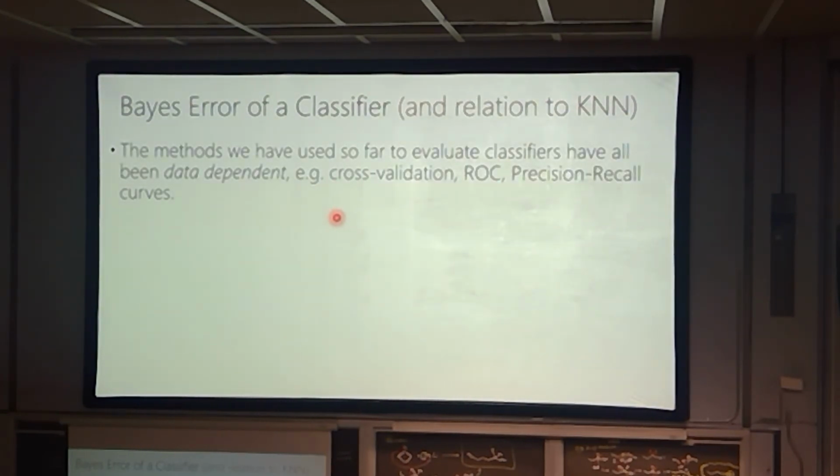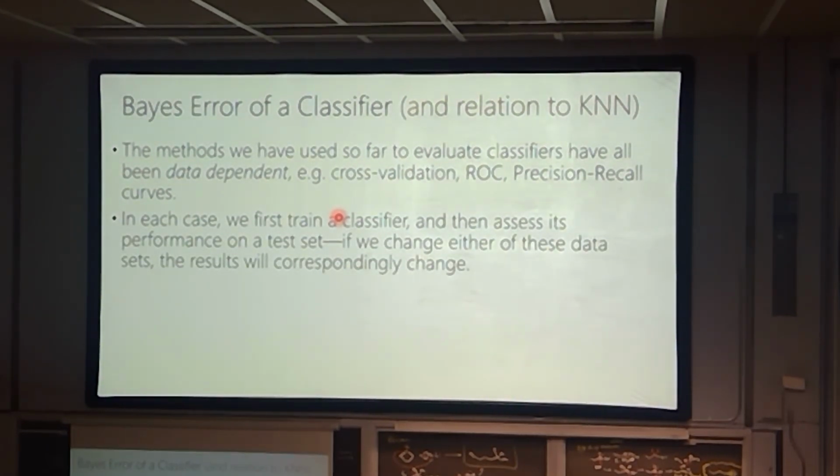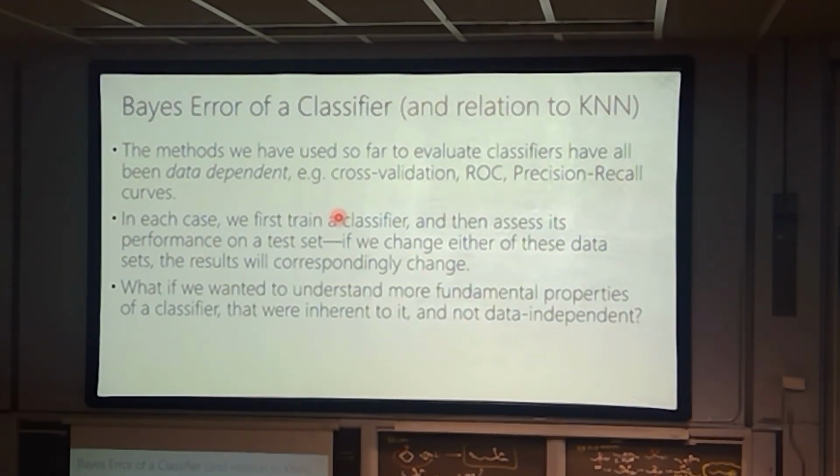So far we've talked about methods to evaluate classifiers, and they've all been data dependent. We do cross-validation with the data, or we draw the ROC curve, or a precision recall curve. In each case, we have to train the classifier and then assess it on a test set. If we change either the training data or the test data, we'll change the number, which doesn't seem unreasonable, but you might want some more fundamental property of a classifier that's inherent to it and not about the data. To do this, you generally make some assumptions, and this gets into statistical learning theory, which is not in this class.